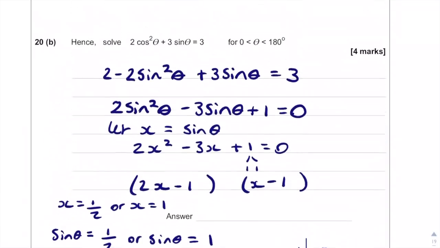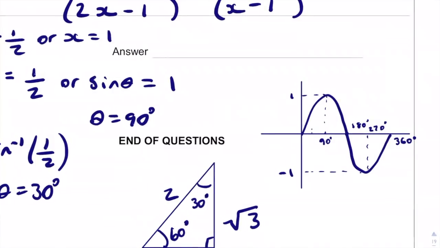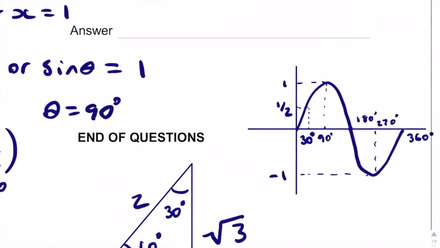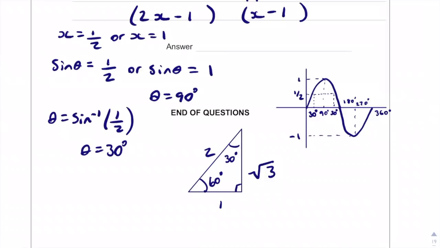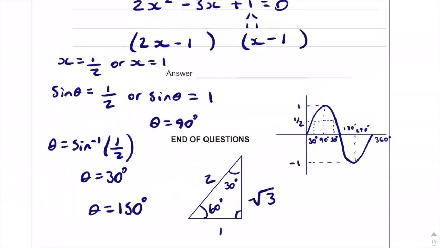Now, we need to find values of theta which are between 0 and 180. We can use the sine graph and say, well, this is roughly 30, and that gives us an answer of a half. Then because this curve is symmetrical, we must also have another answer for a half, which is 180 minus 30 degrees, which is 150. So therefore, theta is also 150. So our answers of theta are 30, 90, and 150.